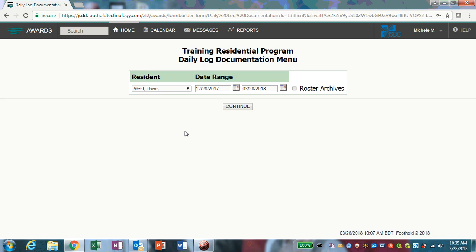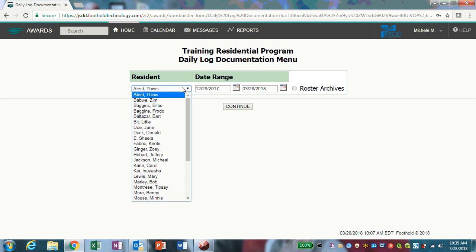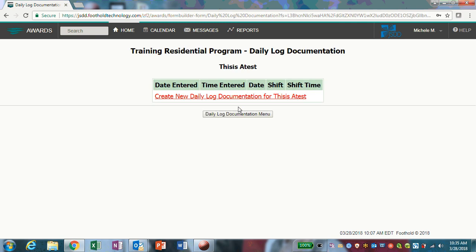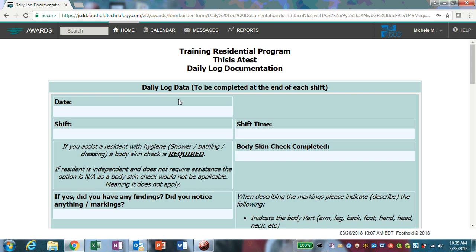Once I click that, I get to pick the resident I work with. We're just going to go in order. I'm going to hit continue. There have been no entries made, so I'm at the end of my shift. I'm ready to write this entry, create new daily log.